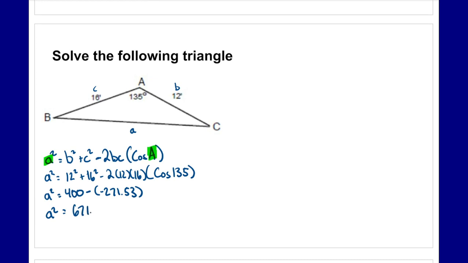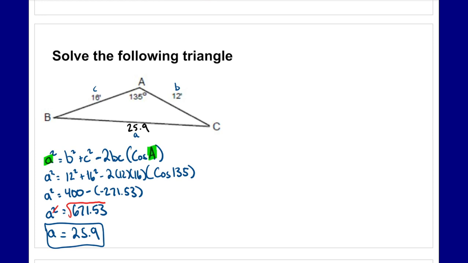It's 671.53. The last step, I need to square root both sides to cancel out that squared. So now I get A is equal to 25.9. So that is my missing side length. I now know that side A is 25.9. Let me leave that as A, and I'll use 25.9.